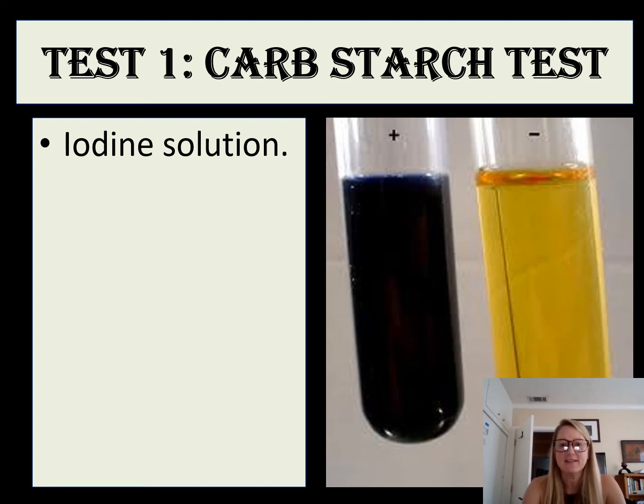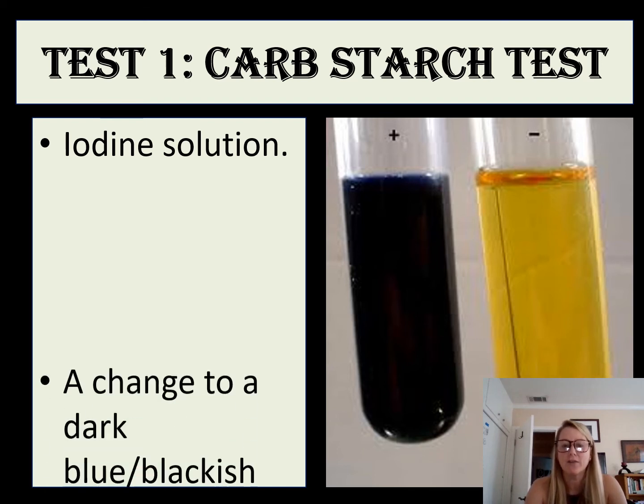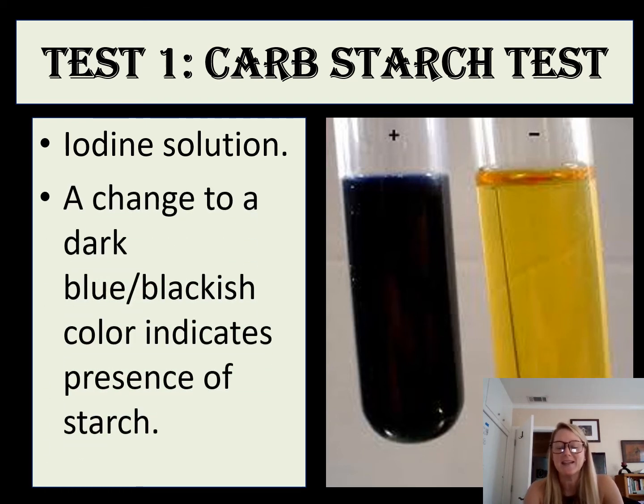The first test is called the Carb Starch test, and the indicator solution that he uses is iodine or potassium iodide. Now, normally iodine is this yellowish brownish color that you can see here on the right. However, when you place iodine in an item that contains that carbohydrate starch, it will turn a bluish black color. So if you see that happen in the lab, that means it was a positive test for complex carbs.